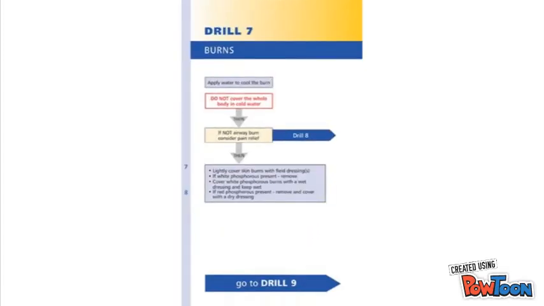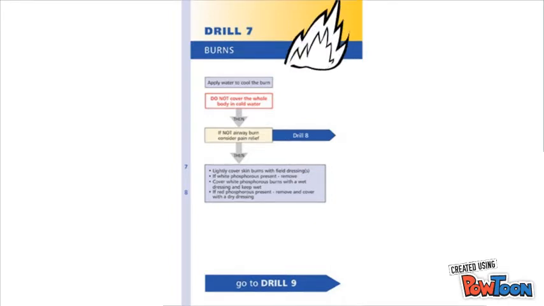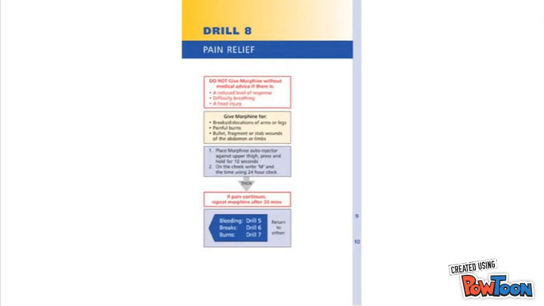Drill 7 checks for burns, since they are very likely to occur at explosions. If there are any first, second, or third degree burns in the casualty, treat them. Burns can be life-threatening if untreated. In drill 8, you will give pain relief where possible. Look at the warning signs on the instruction card.